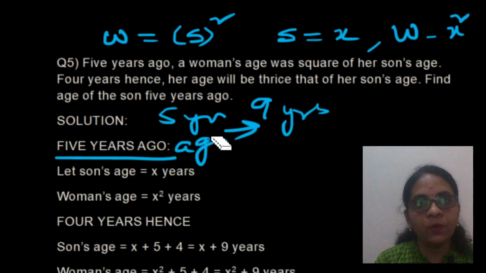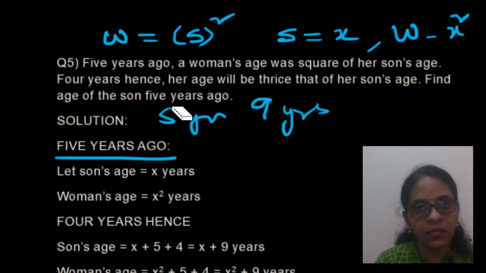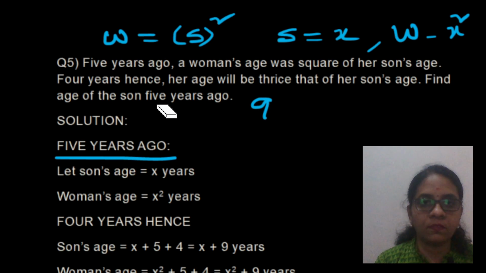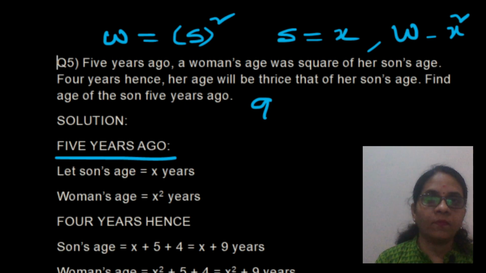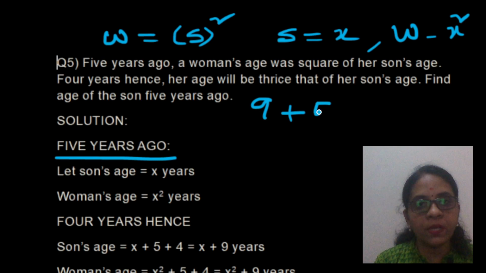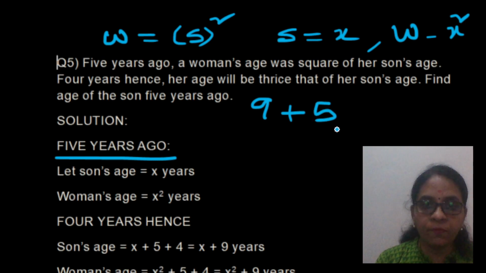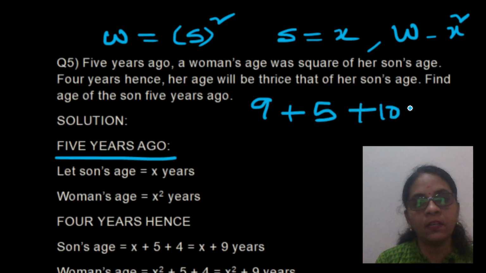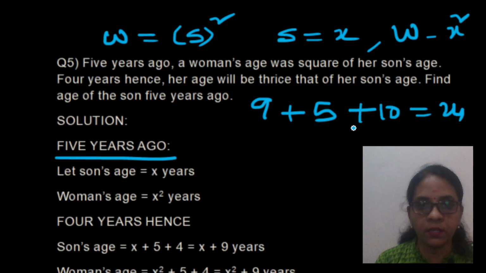Tell me, children, how do you get it? 5 years ago you were 9 years of age. So what is your age after 10 years? How do you do it? First you have to come to the present. So today you will be 14 years and after 10 years you will be 24 years. So the same sequence you have to follow even in terms of x or whatever we assume it as.